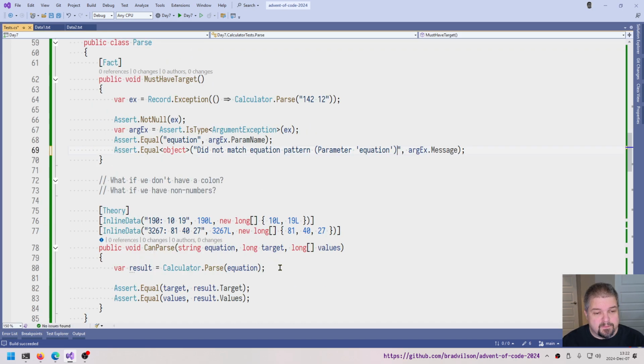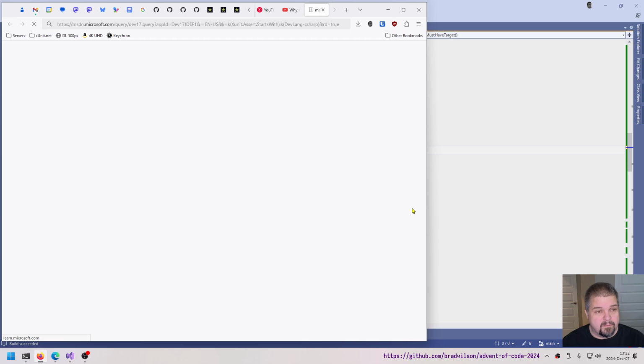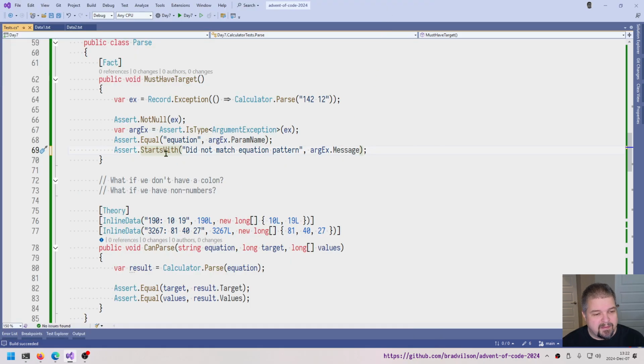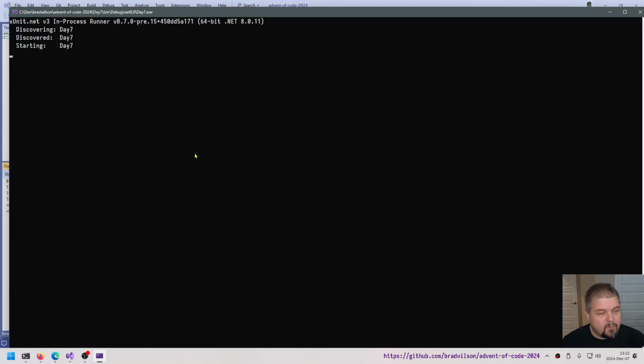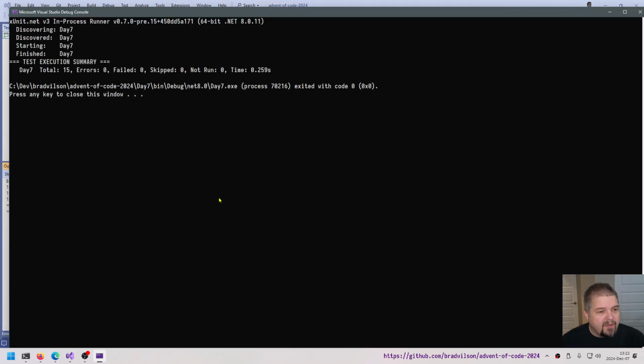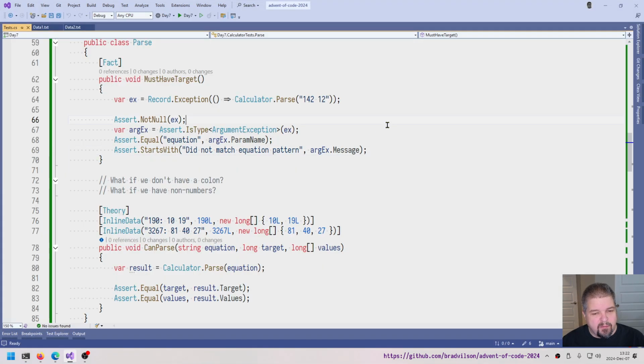So this is our message. This part of the message isn't interesting to me, though, because we already tested that up here. And as it turns out, if we were to run this in .NET Framework, you'd find this part of the message is different because they've changed the way ArgumentException formats this between .NET and .NET Framework. So what we're going to do instead is a starts with. All right. Okay. There we go. So we have that working.